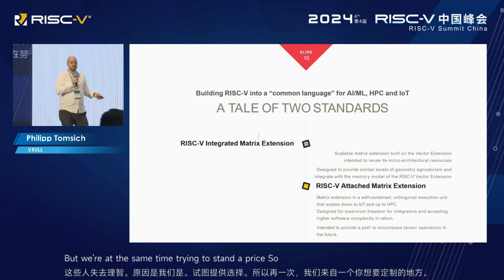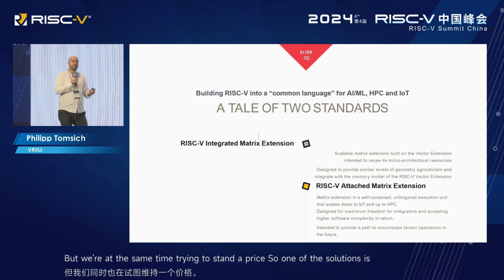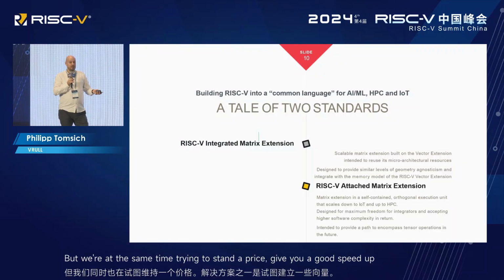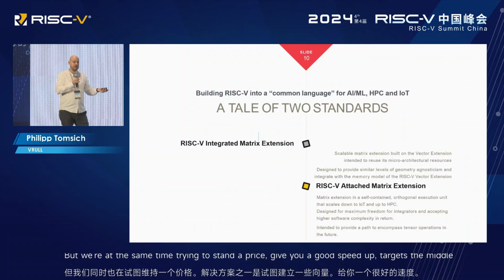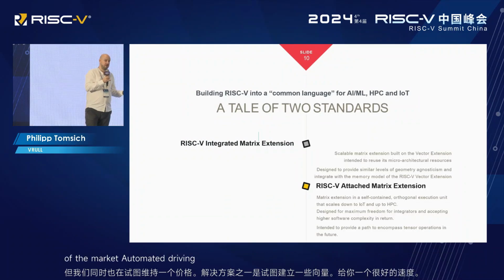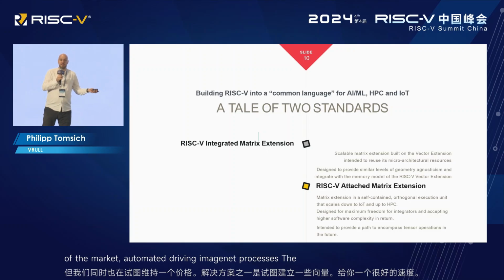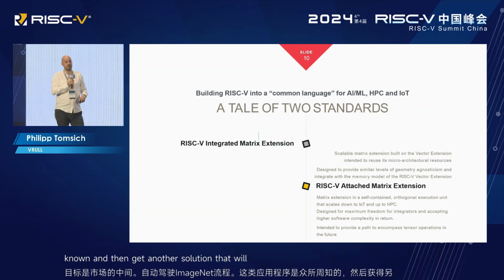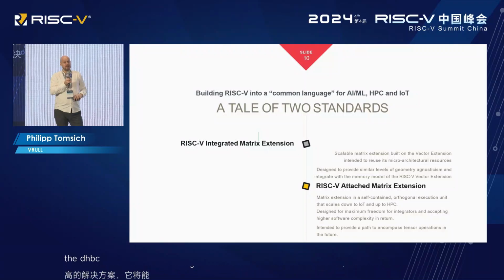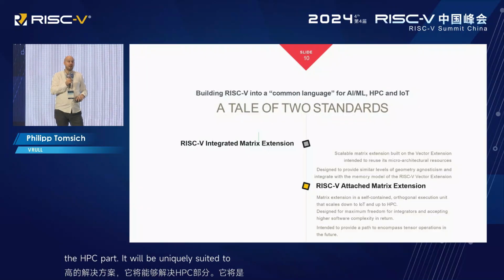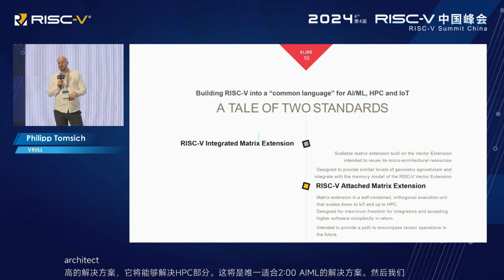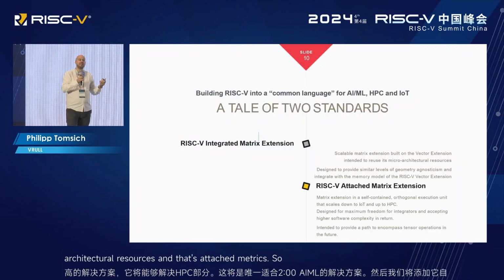So one of the solutions is trying to build up from vectors. Give you a good speed up. Target the middle of the market. Automated driving, image processing. The sort of applications that are well known. And then get another solution that will scale much higher, that will be able to address the HPC part, that will be uniquely suited to AI ML, and that will add its own set of microarchitectural resources, and that's the attached matrix unit. So imagine that as an accelerator on the chip.